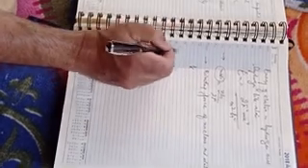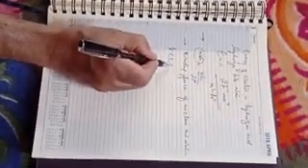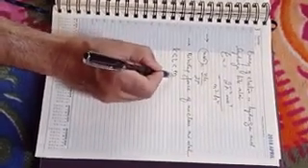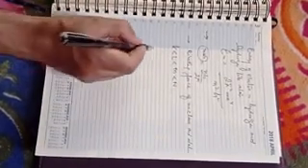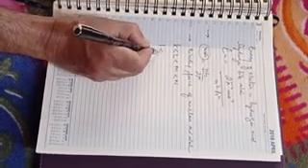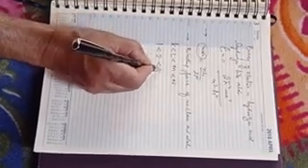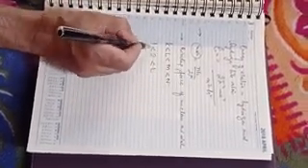K shell has lower energy than L shell. L shell has lower energy than M shell. M shell has lower energy than N shell, and so on. Or we can say the first shell has lower energy than the second shell. In size, the first shell is smaller than the second and third principal shells, and so on.